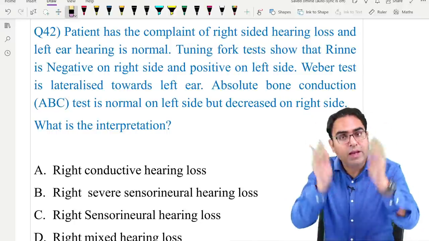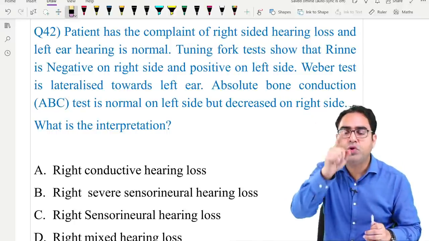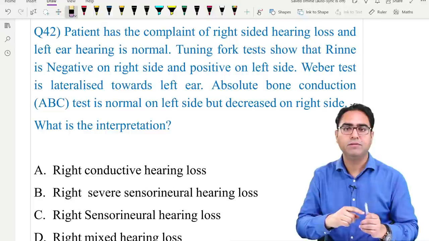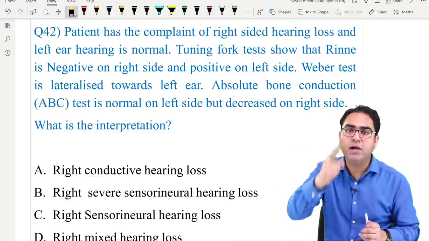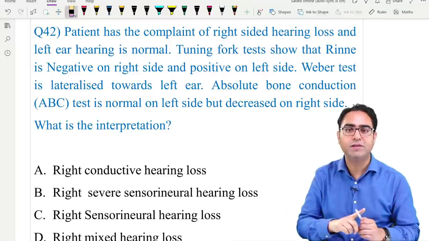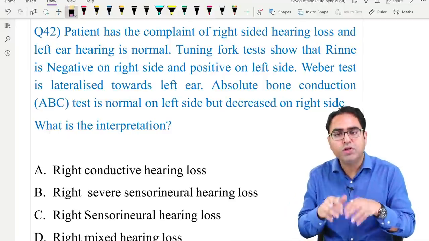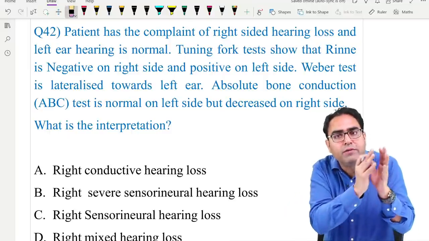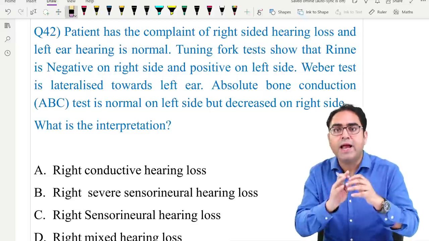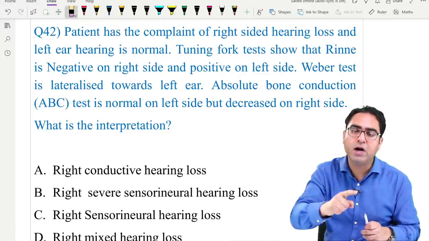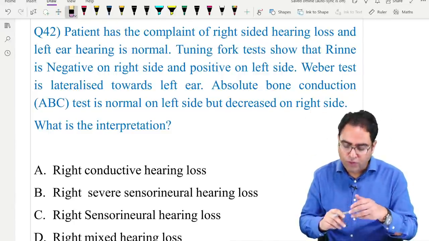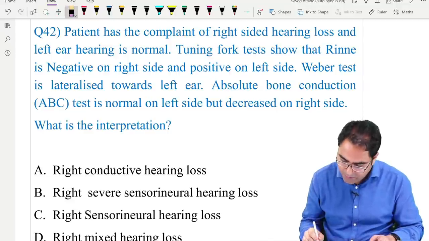If Rinne is really negative, then Weber should have been heard in the right ear only. I repeat, Rinne is negative in conductive hearing loss, and Weber is heard in the poor ear in conductive hearing loss. If in this question Rinne is negative, I will start thinking it's conductive hearing loss. But if it is really conductive, then Weber should have been heard in the right ear only. But unfortunately, see what is happening.